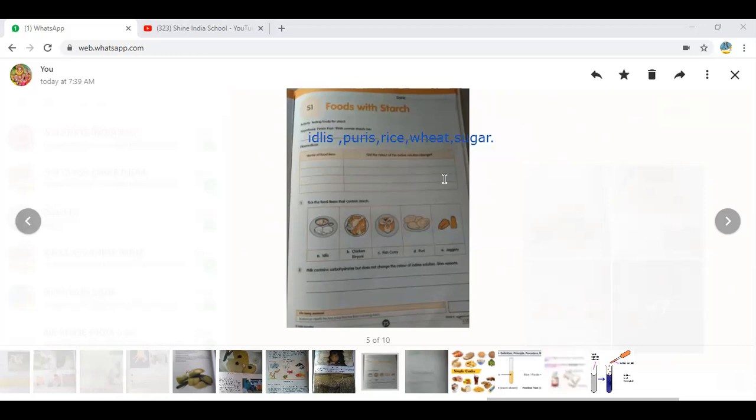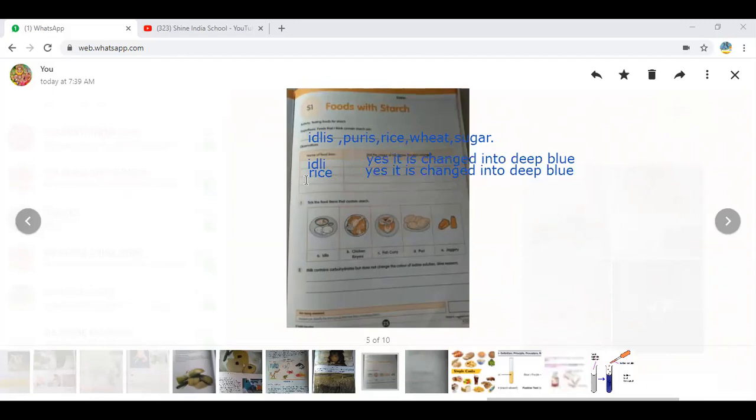Next, observation. What you have observed, we should write here. First one I have taken idli. The color of idli has changed into what? Did the color of the iodine solution change? Yes. Blue, deep blue. The second one I am taking here is rice. The same thing you should write. Yes, it is changed into deep blue. Now it is clear.